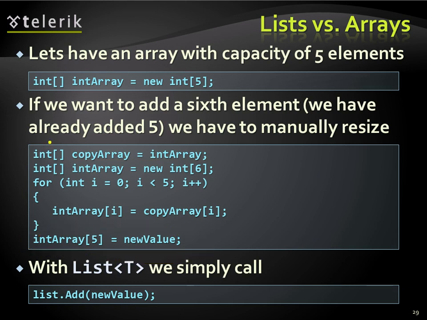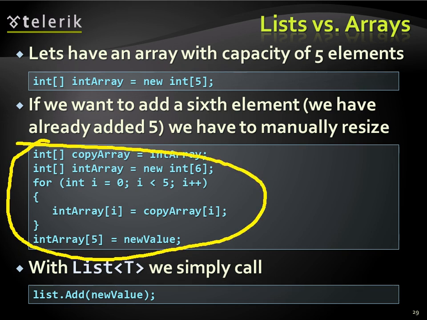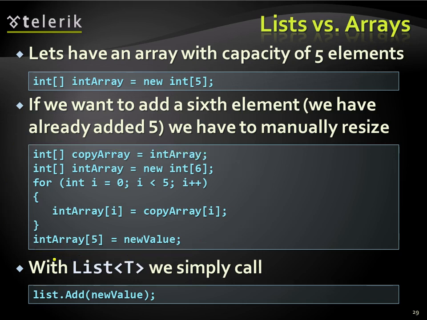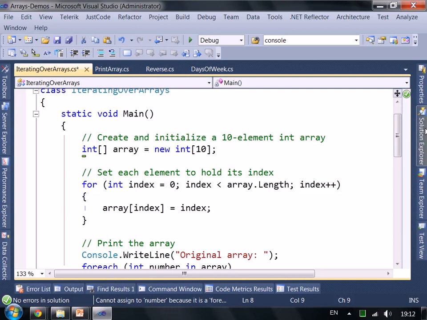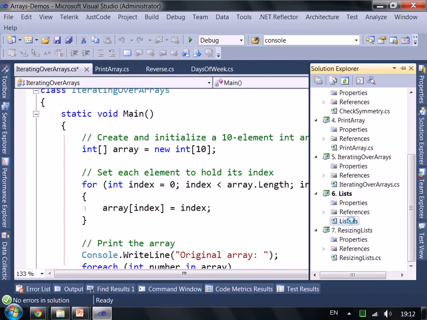If you do this 1,000,000 times, your computer will hang. It will be too slow. But using a list, it's just one line, add, which means add this element at the end. And this works efficiently. Adding 1,000,000 elements will take very little time, maybe a few milliseconds. I can show you, and we have some demonstration prepared for this.